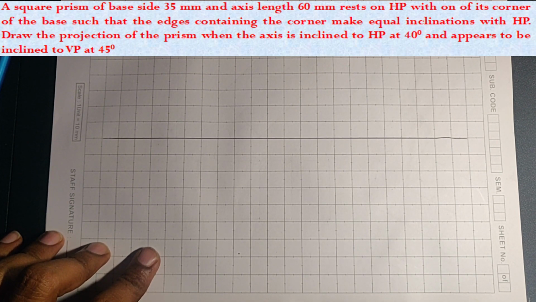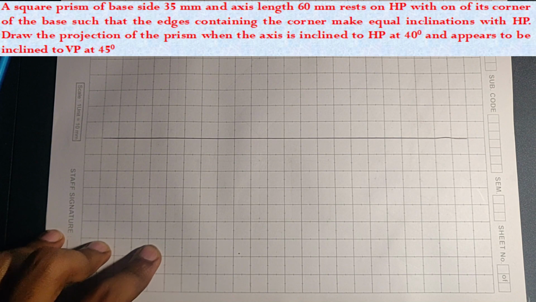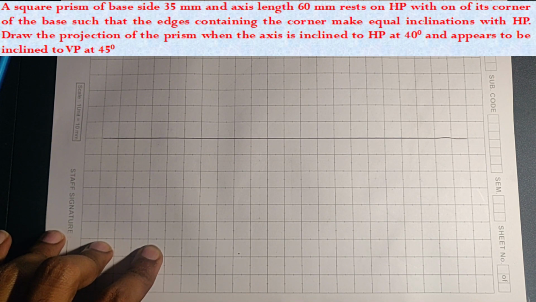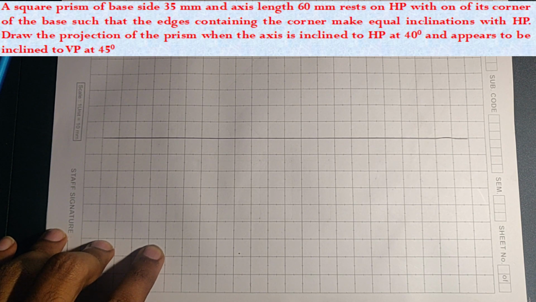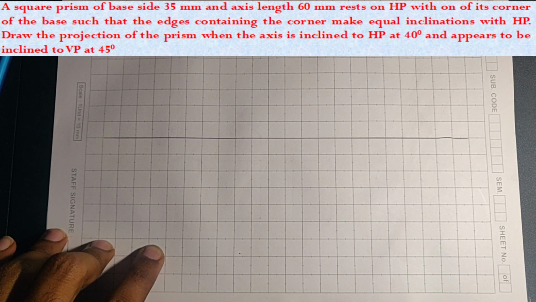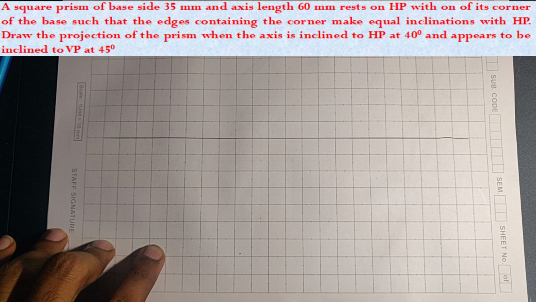It says a square prism of 35 mm sides of base and 60 mm axis length rests on HP on one of its corners of the base, such that two base edges containing the corner on which it rests make equal inclinations with HP. Draw the projections of the prism when the axis is inclined to HP at 45 degrees and appears to be inclined to VP at 45 degrees.